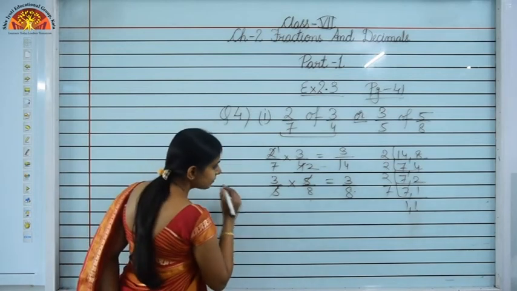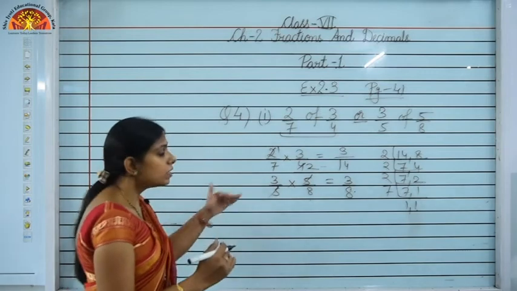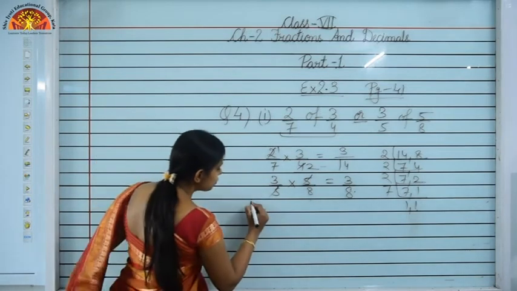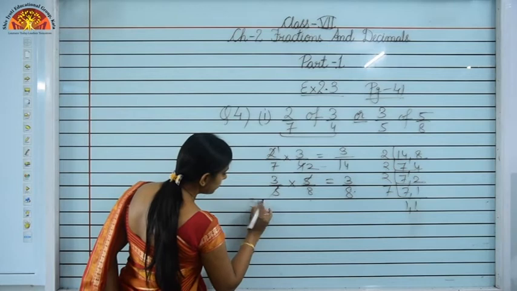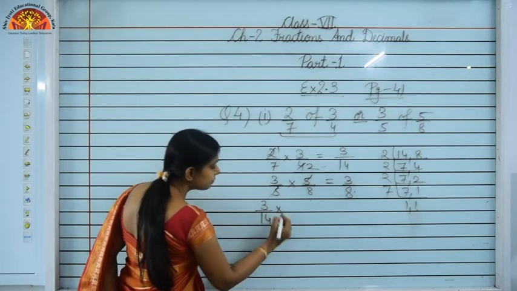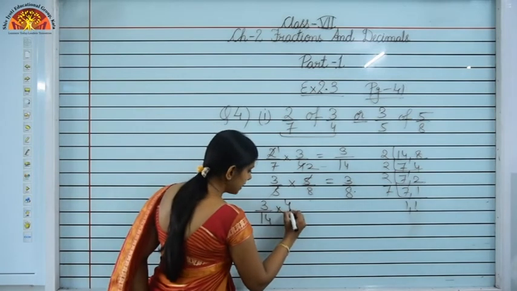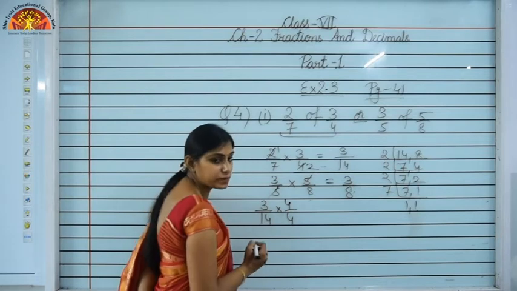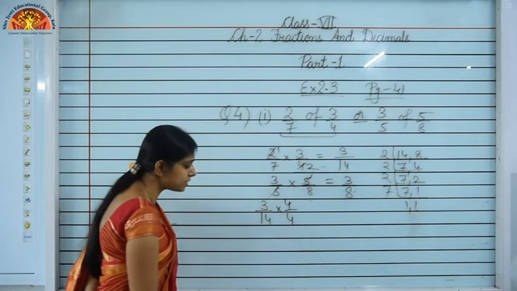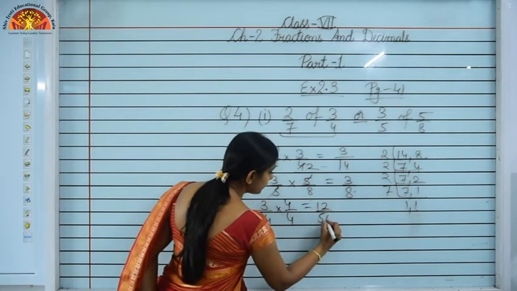So we'll just write, that means we have to make the denominator same, then only we are able to compare the two fractions. So 3 upon 14. So what we should multiply so that the denominator becomes 56? So as you know, 14 4s is 56. What is 14 into 4? It is 56. That comes out to be 12 upon 56.